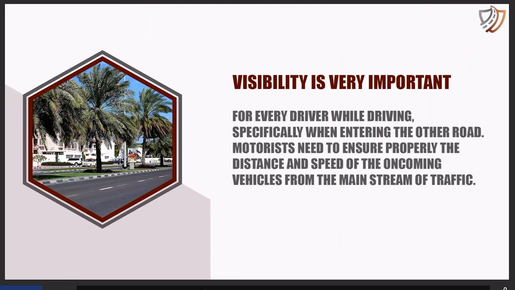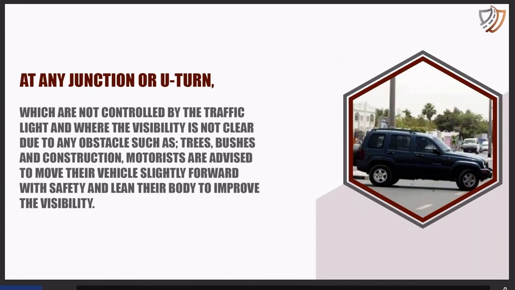Visibility is very important for every driver while driving, specifically when entering the other road. Motorists need to ensure properly the distance and speed of the oncoming vehicles from the main stream of traffic. At any junction or U-turn which are not controlled by the traffic light and where the visibility is not clear due to any obstacle, such as trees, bushes and construction, motorists are advised to move their vehicle slightly forward with safety and lean their body to improve the visibility.